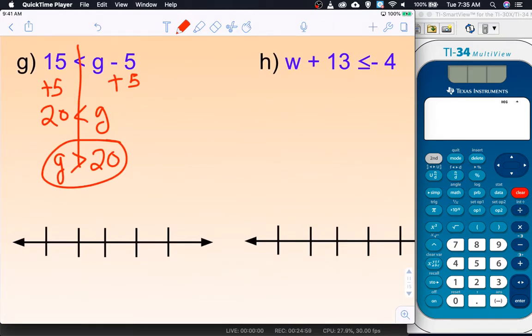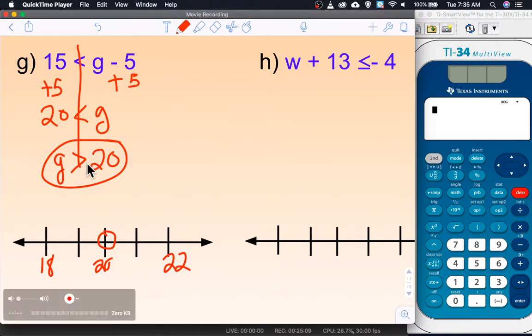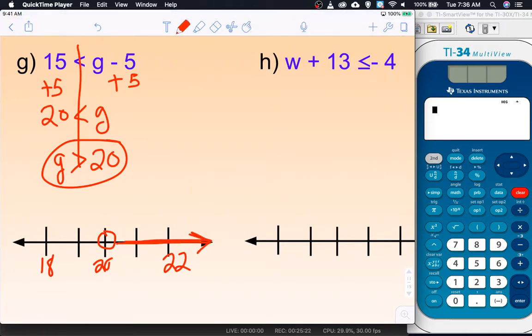So then we got 20. 21, 22, and 18. We're going to get a hollow dot at 20. There's no or equal to sign. It's just greater than, hollow dot. And since it's a greater than, we're going to shade the numbers greater than 20, which are to the right. Greater than, right. Less than, left.